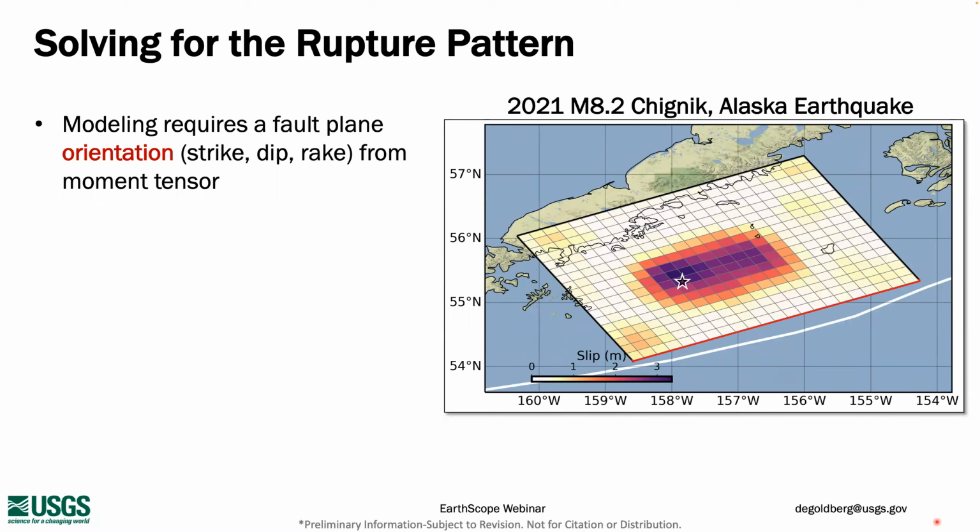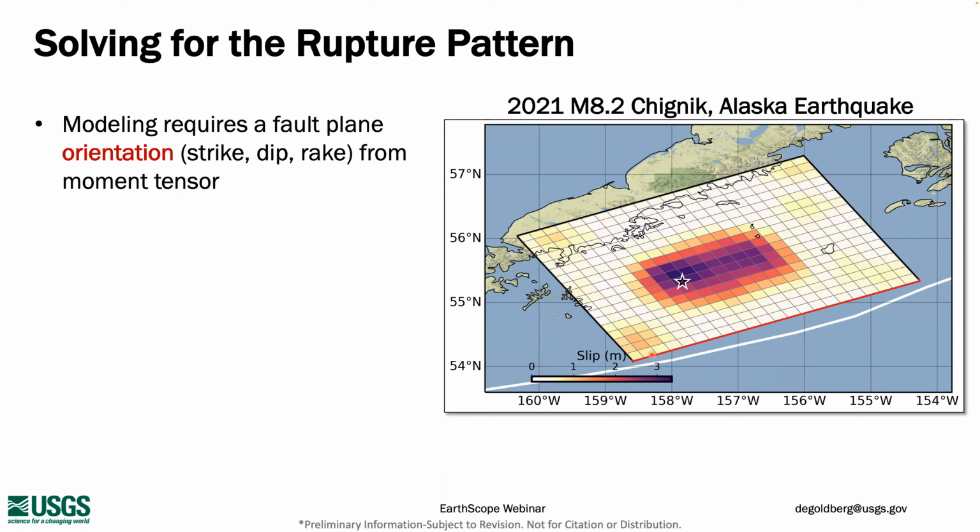We create a rectangular fault plane from that strike and dip, and divide it into smaller rectangular boxes like you see on the right here, called subfaults. This is just an example for the magnitude 8.2 earthquake in Alaska a couple of years back.